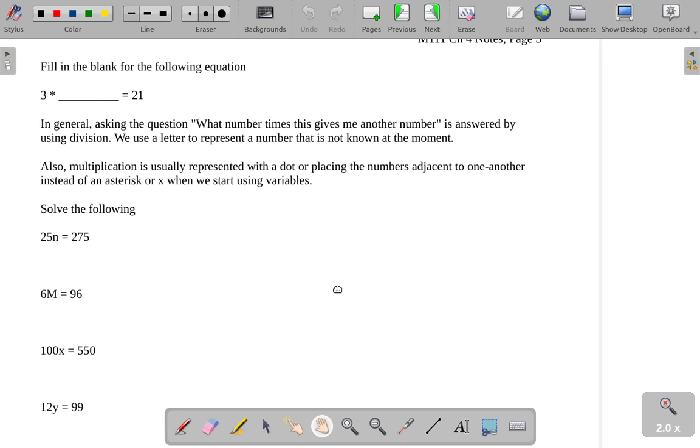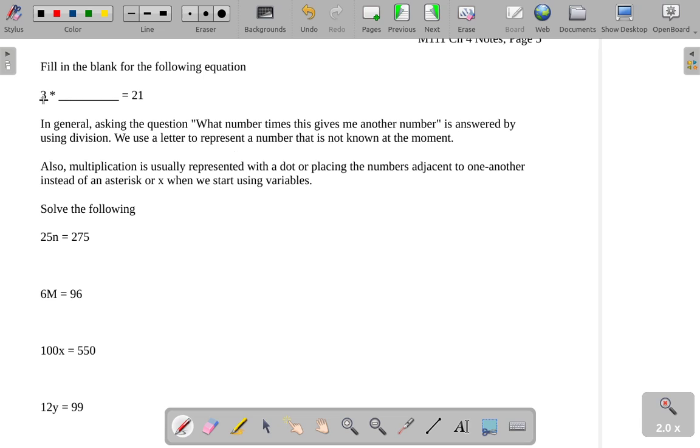Let's look at how we would answer this type of question. This says to fill in the blank for the following equation: 3 times some number equals 21. And this is done with whole numbers, so probably you should feel comfortable enough to see what goes in there. But for a moment, let's say we don't know what goes in there. How would we go about finding it?